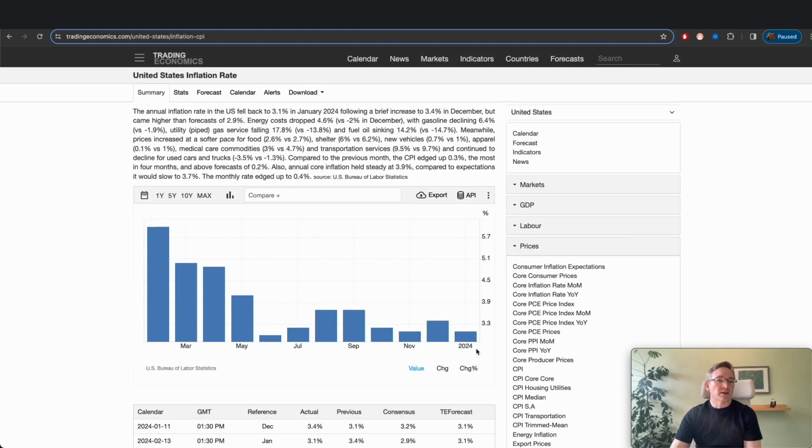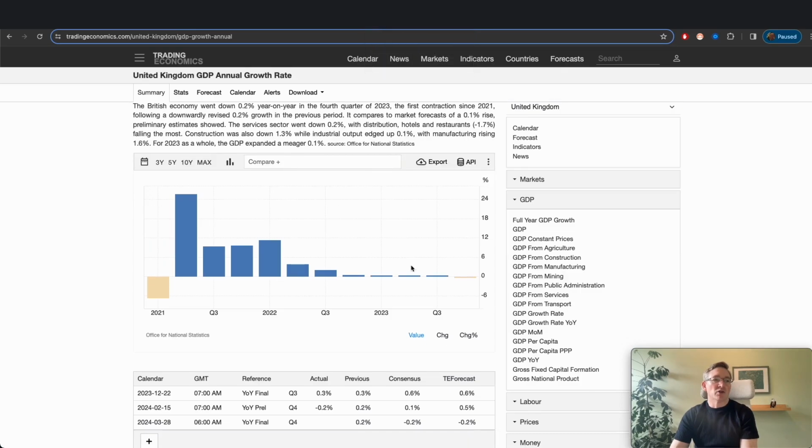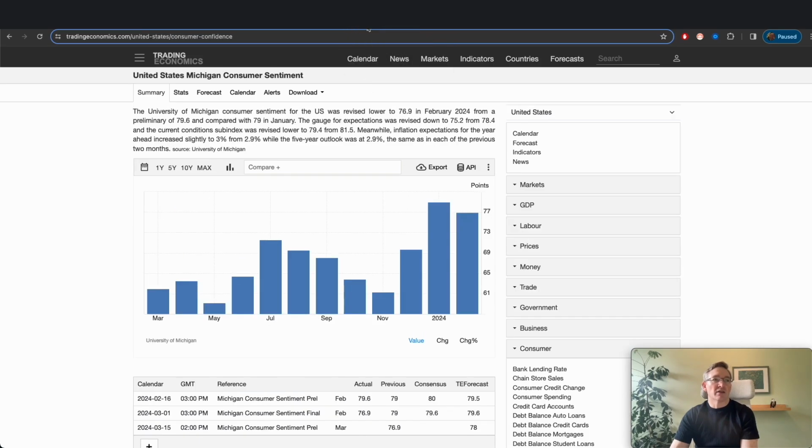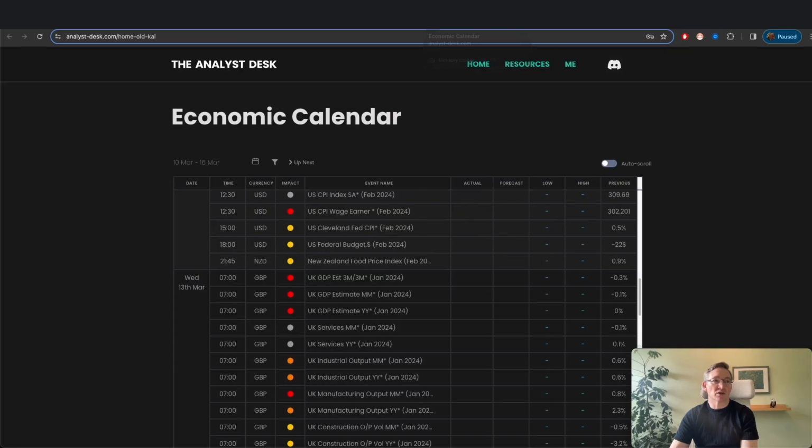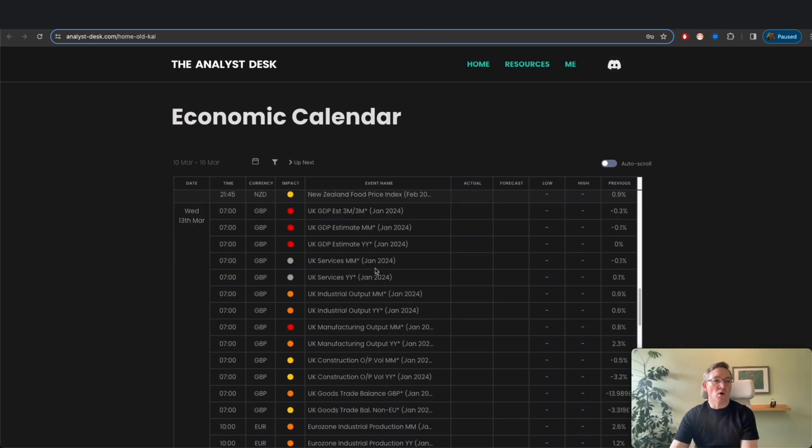The US inflation rate, you can see it's still above the Fed's 2% target, but it is continuing to move in the right direction. So it'll be very interesting to see what the next print is. And GDP annual growth is just flatlining here in the UK. So again, something that surprises to the downside will increase expectations of the Bank of England cutting interest rates, and some of those stretched pound long positions we could see unwind.